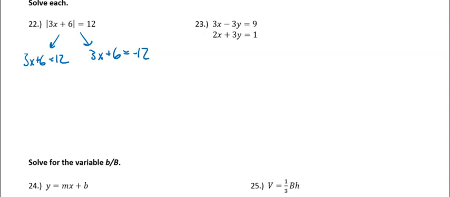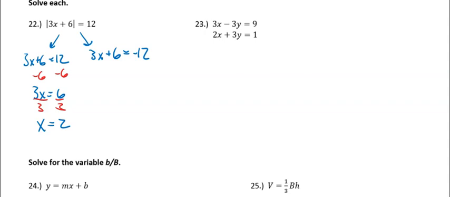Okay. And now I solve each of these the same way I've always solved things. I work backwards through order of operations. I undo operations as I go. So here I subtract the 6 from each side. That gives me 3x equals 6. I divide each side by the 3, and I get x equals 2.